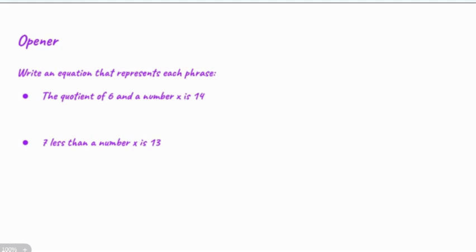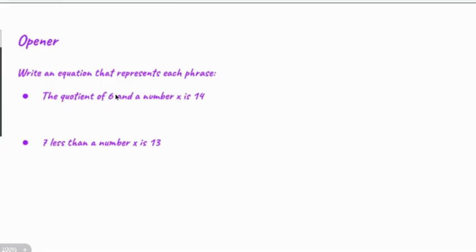Hello, class. Our opener brings us back to the time we would write expressions from words in a problem. So write an equation that represents each phrase, and really just say expression. So the quotient of 6 and a number x is 14. Oh, I guess, sorry, it is equation.